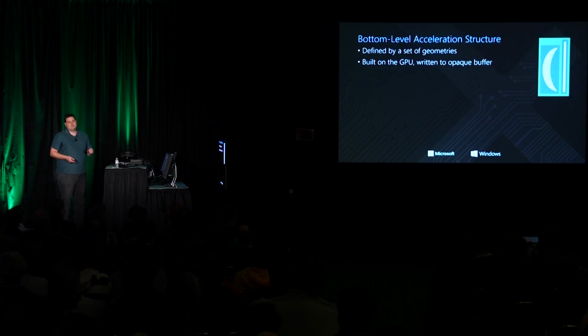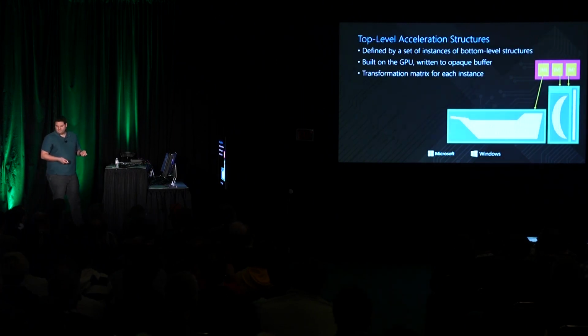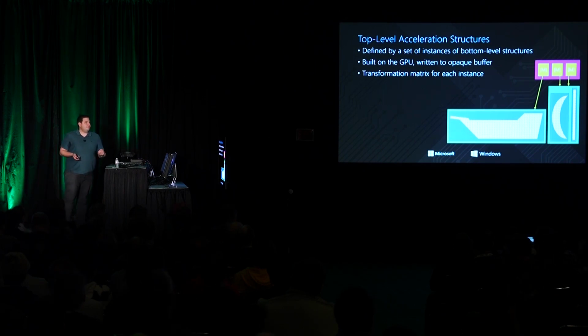Now, the bottom level acceleration structure, which is the lower of the two levels of the hierarchy, is defined by a set of one or more geometries. It's built on the GPU, and it's written to this opaque buffer format. Comprised of bottom-level acceleration structures is the top-level acceleration structure. The top-level structure is defined by a set of instances of bottom-level structures. It is also built on the GPU and written to another format of opaque buffer with a transformation matrix for each instance.